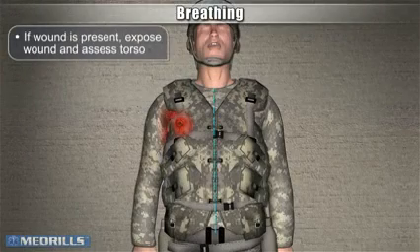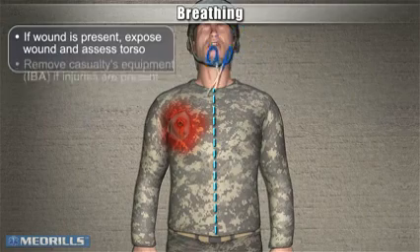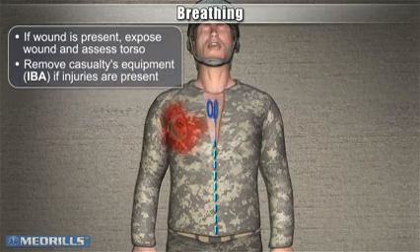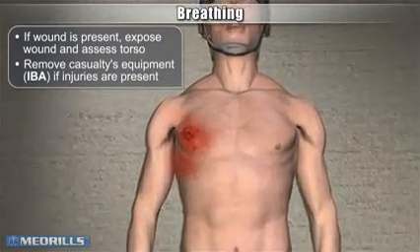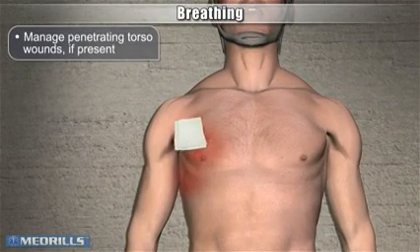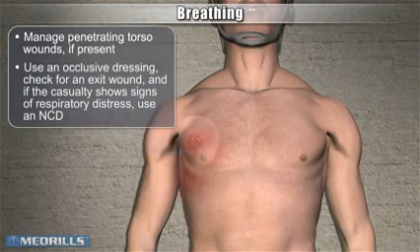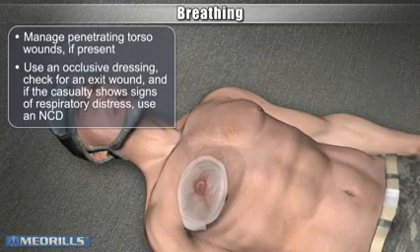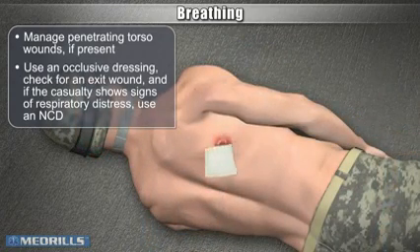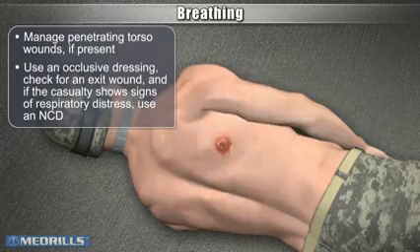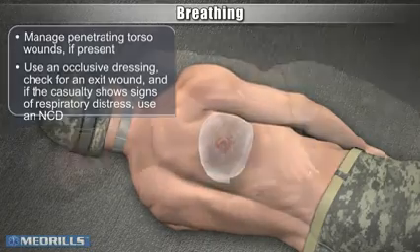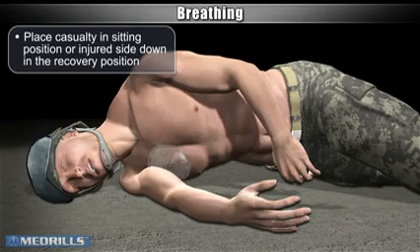Breathing. If wound is present, expose wound and assess torso. Remove casualty's equipment or IBA if injuries are present. Manage penetrating torso wounds if present. Use an occlusive dressing. Check for an exit wound. And if the casualty shows signs of respiratory distress, use an NCD. Place casualty in sitting position or injured side down in the recovery position.